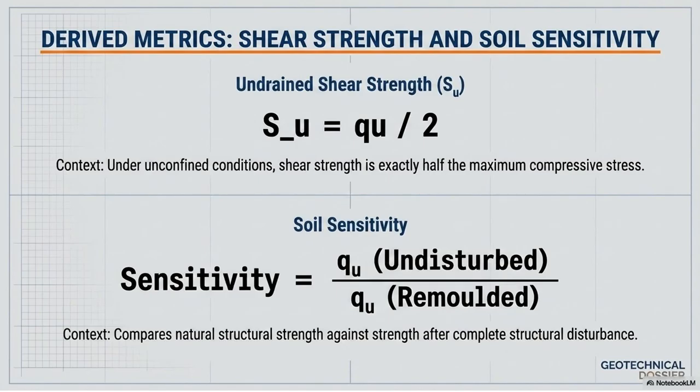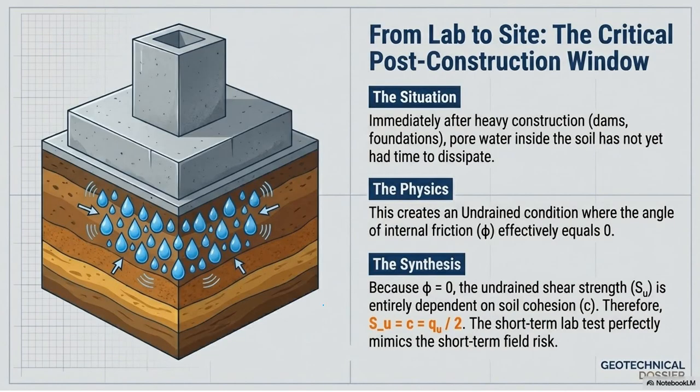of the soil. Now, this is the situation after heavy construction, for example, dams and foundations. The pore water inside the soil does not have enough time to dissipate. Because of this, a condition called the undrained condition is obtained, where the angle of internal friction is 0. Because phi is equal to 0, the undrained shear strength entirely depends upon the soil cohesion.